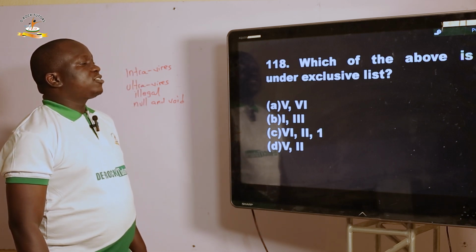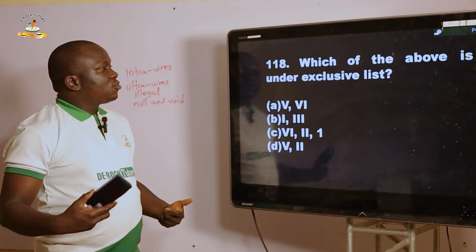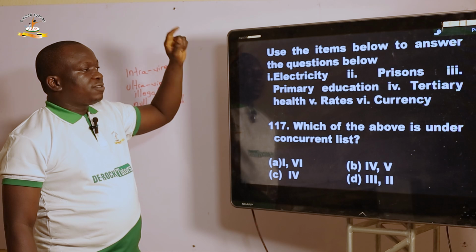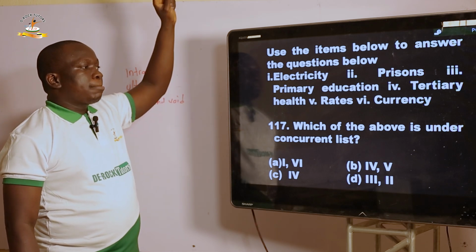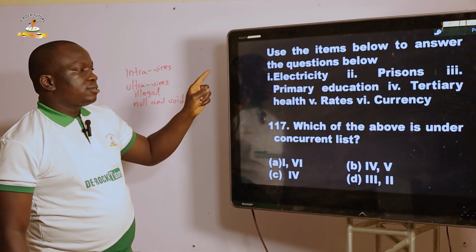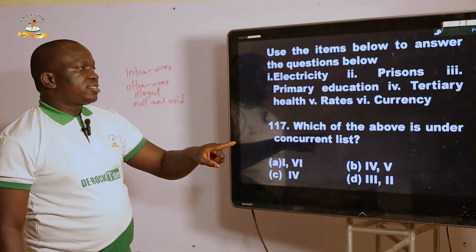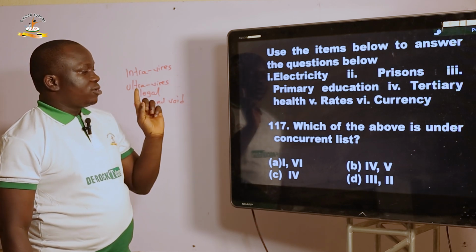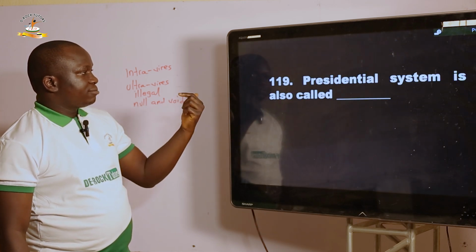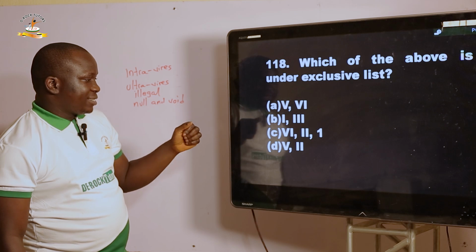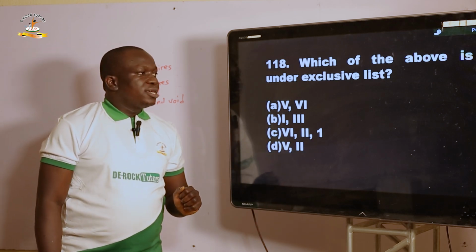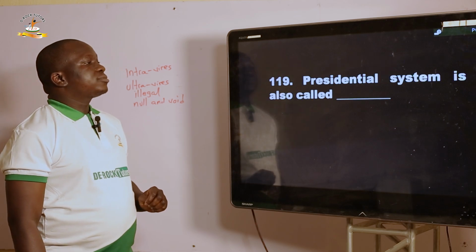Which of the above is under exclusive list? Now let's go back to 116 again. Exclusive means that only the federal can do it. Electricity, federal. Prison, federal. Currency, federal. So we have 1, 2, 6. Now let's go to number 118. 1, 2, 6. That is option C. Now to the next question.